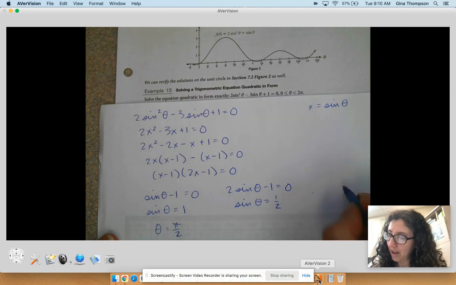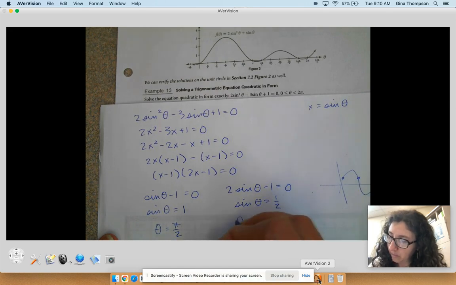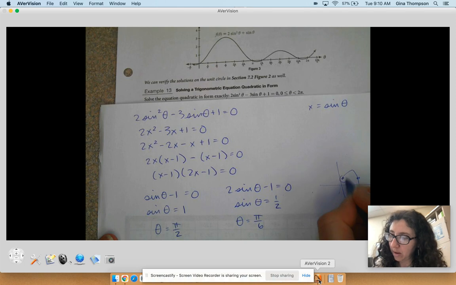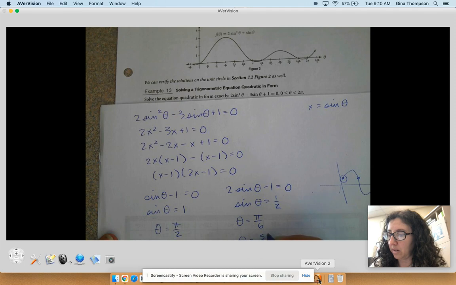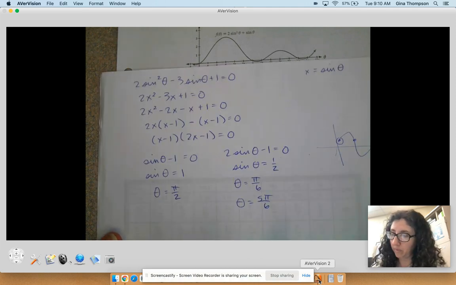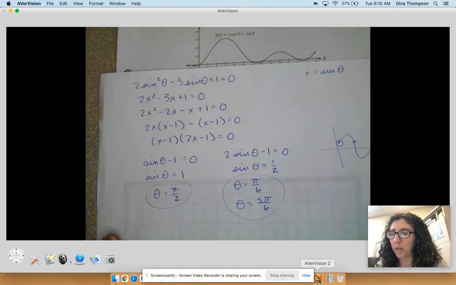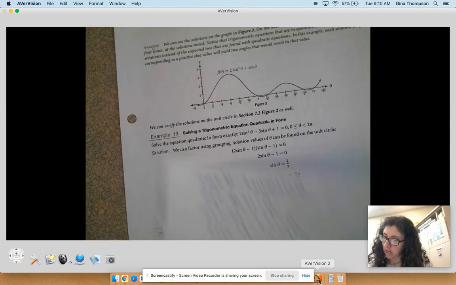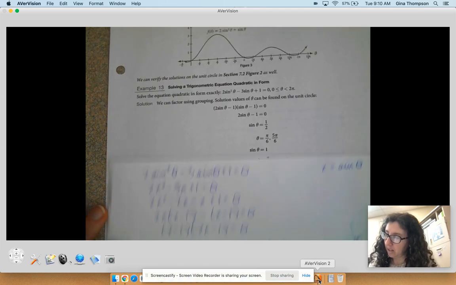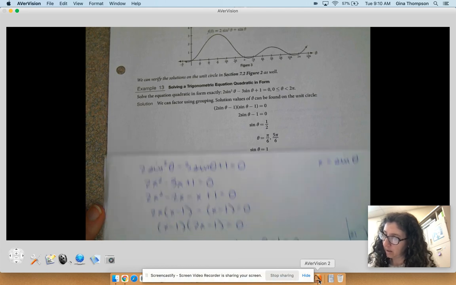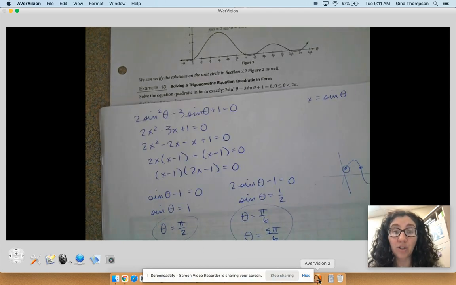And 1/2 is going to happen in two places. Right, the first place is at pi over 6. There's that. And the second place is going to happen at pi minus pi over 6, so 5 pi over 6. So I'm going to have 3 solutions. And I think, yeah, that is the last example of that. So a lot of this is just factoring, you're remembering how to factor quadratics. And if you forget, you can always use the quadratic formula, right?